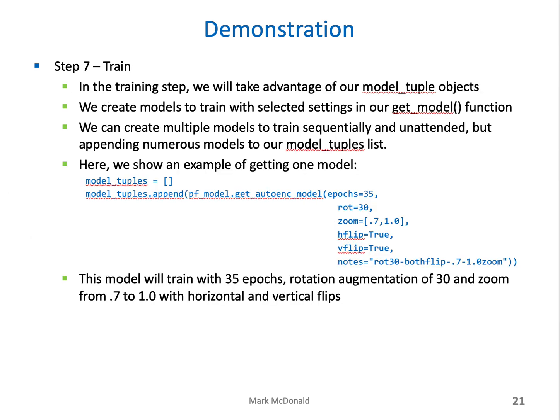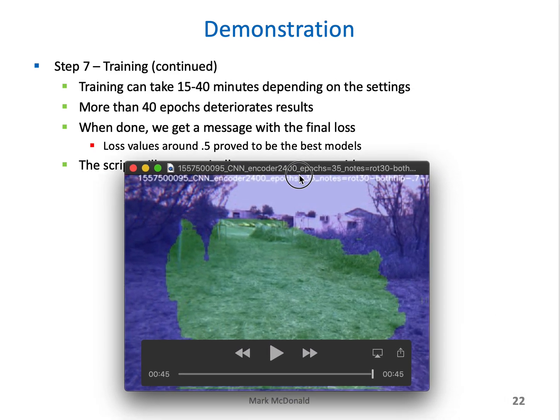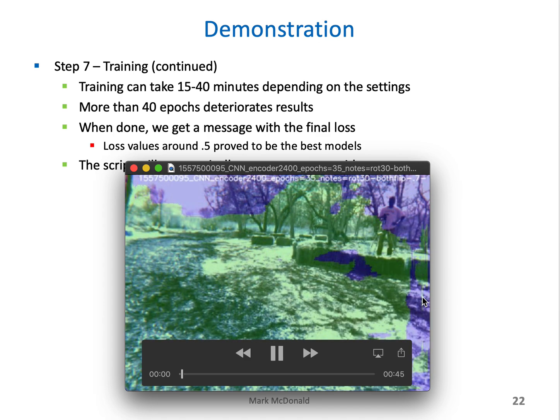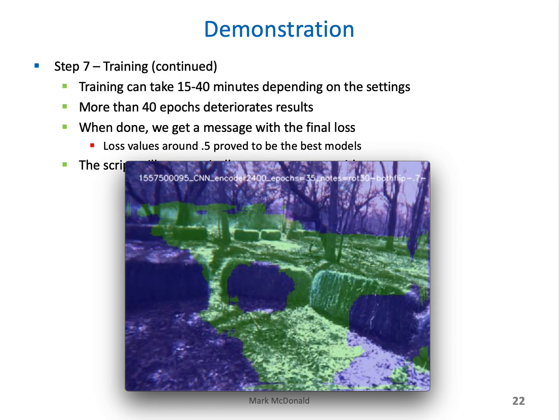Next, we'll train the model. It can take 30 to 60 minutes, and the result will be a video that will superimpose a mask onto a training sequence. So here we see the model working, but challenged. This environment is much more challenging than the ones it was trained on. We have harsh lighting conditions and a wide variety of obstacles.